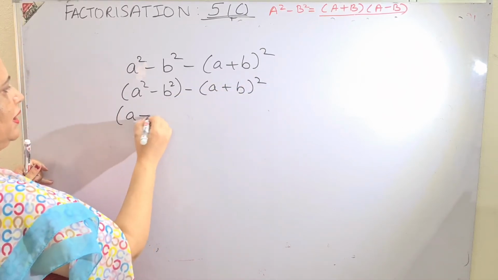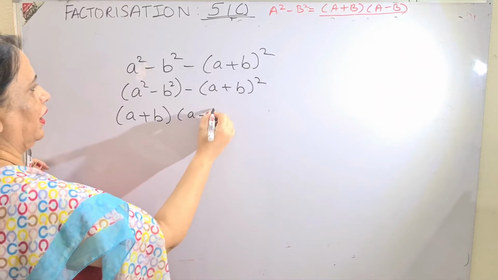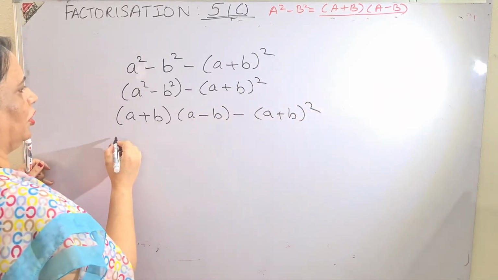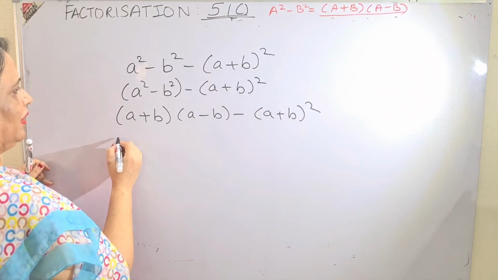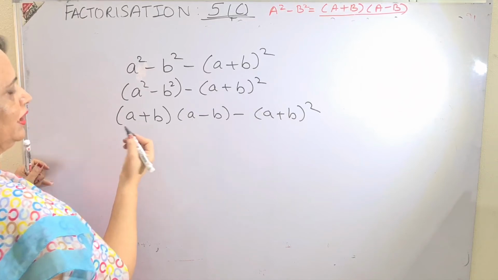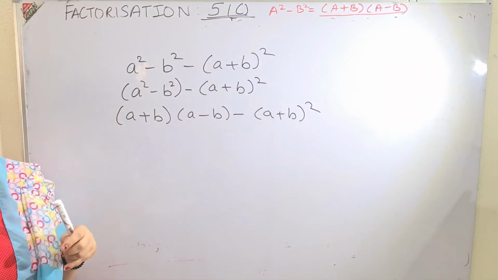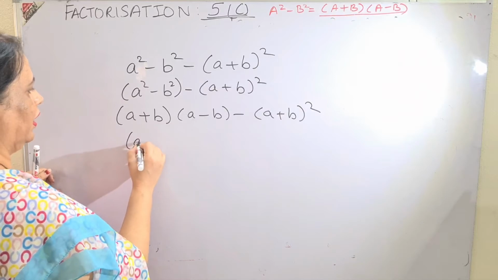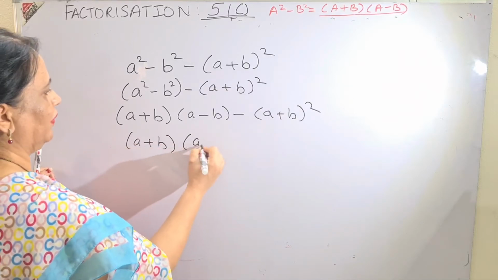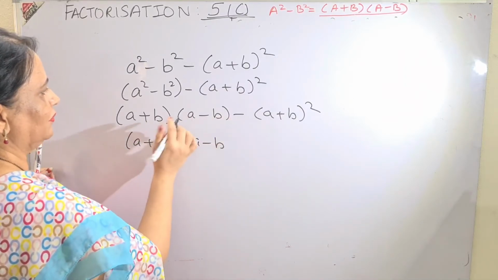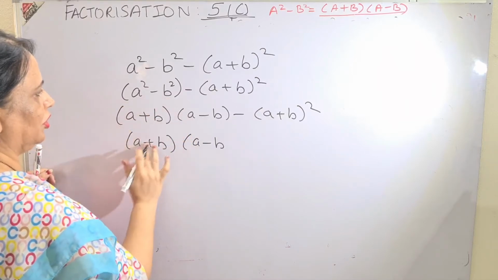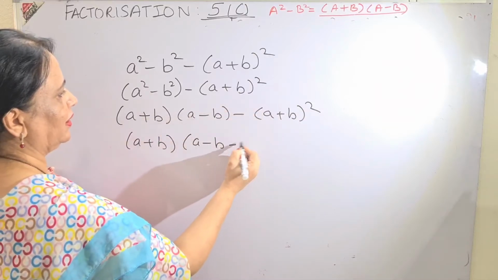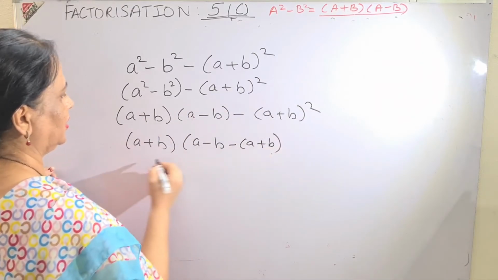I write it like this: a plus b, a minus b, minus a plus b whole square. You can take common, one of them can be taken common. What can you take common? You can take a plus b common, so you are left with a minus b from the first term. This part is common, so you are left with a plus b from a plus b whole square, one you have taken common, the next is left with you. So this is your answer.